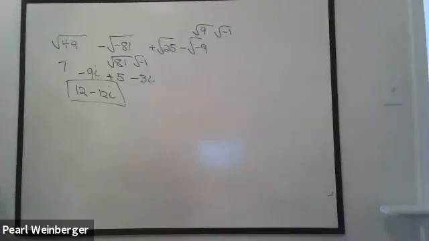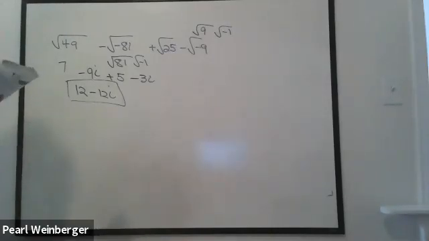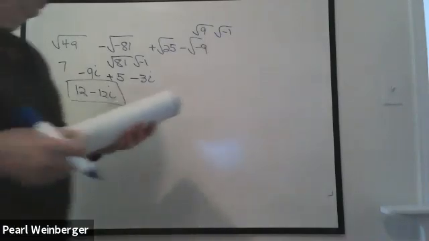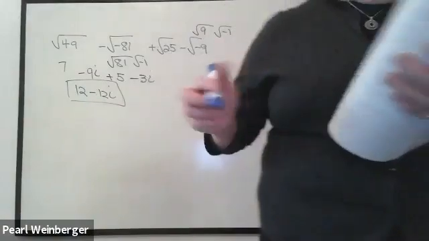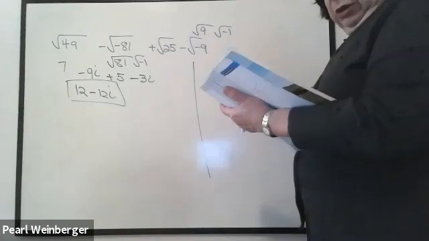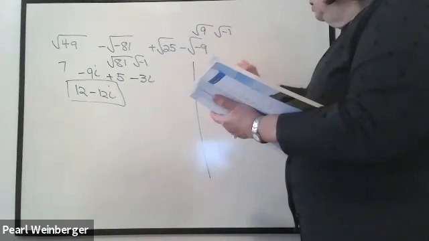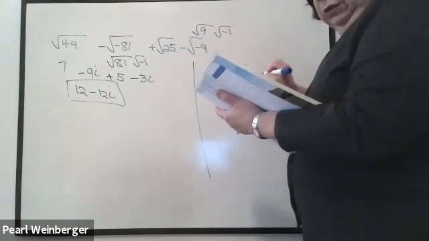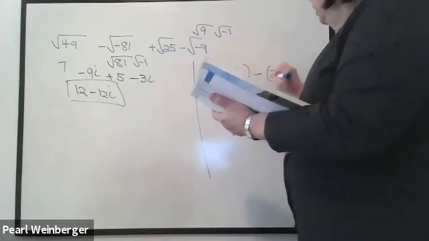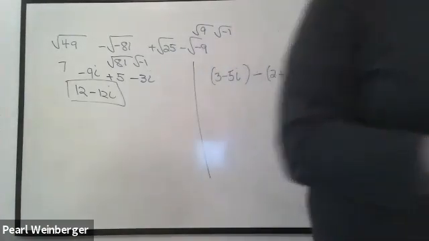So let me give you a problem to try. Okay, so combine this. Here's your question. 3 minus 5i minus 2 plus i. Get this as simple as you possibly can.